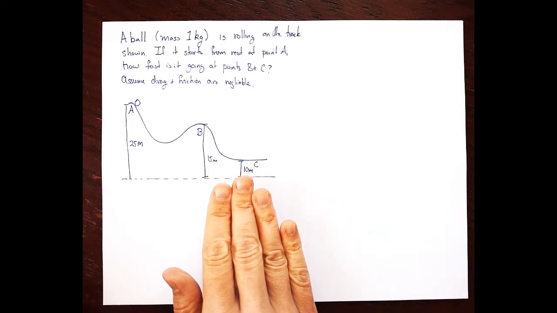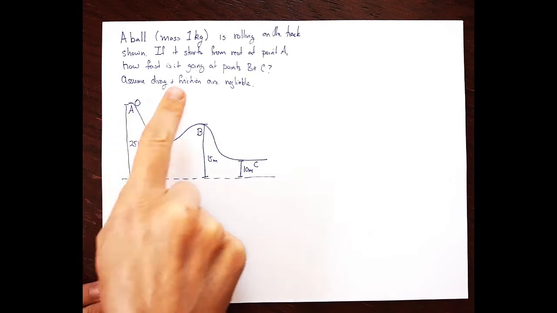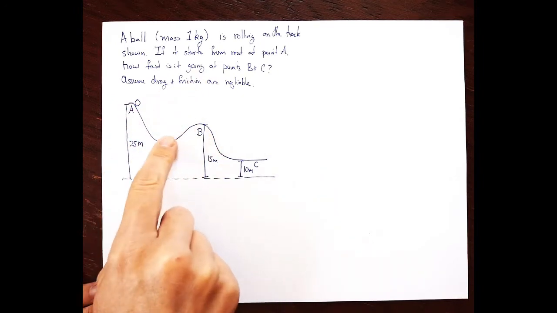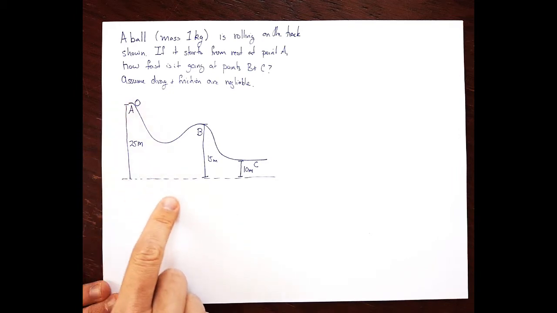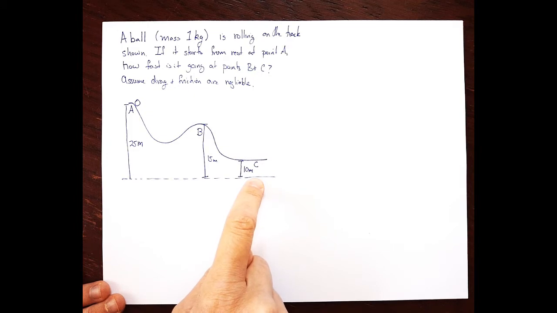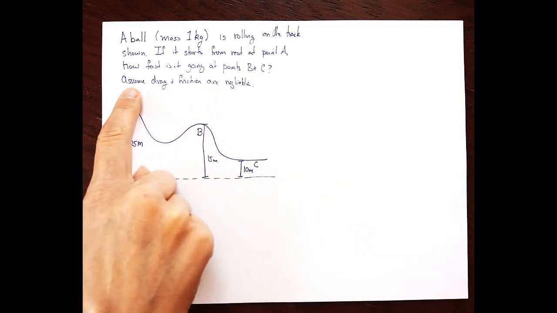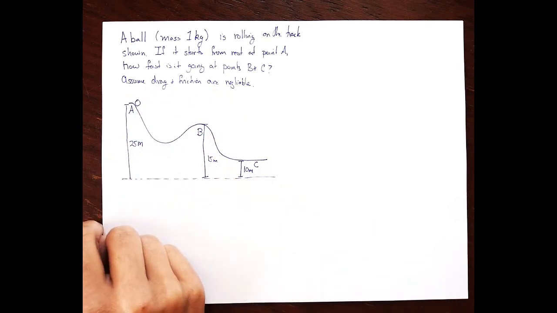So let's go ahead and try this problem. We've got a ball rolling along this track, and if it starts from rest here, they want us to tell them how fast it is going here at B and how fast it is going here at C. They also say that there's no drag or friction that we've got to pay attention to, they're just too small to make a difference here.